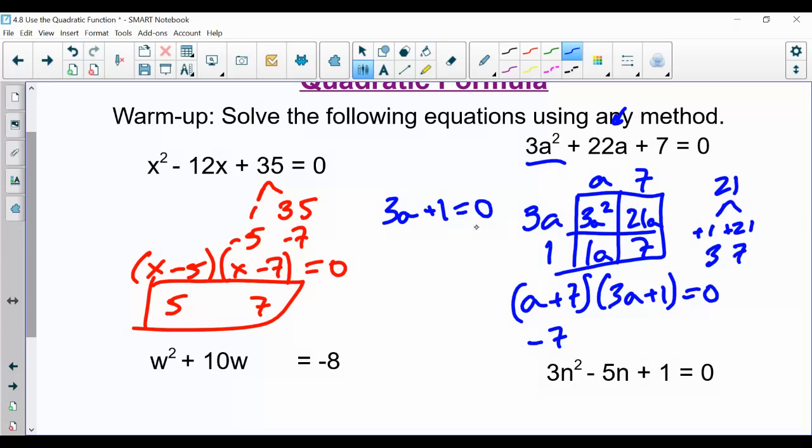Solve for a. Subtract 1, 3a equals -1. Divide by 3, a equals -1/3. Those are my solutions.